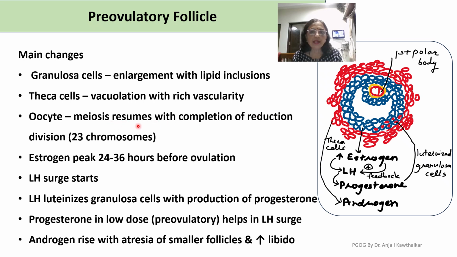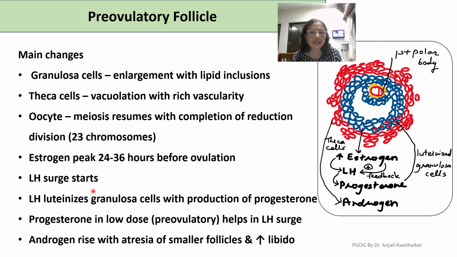In the oocyte, there are important changes. Meiosis resumes. There is resumption of meiosis with completion of reduction division. So the first polar body develops, and that is how there is a completion of reduction division. Estrogen peak is seen 24 to 36 hours before ovulation.